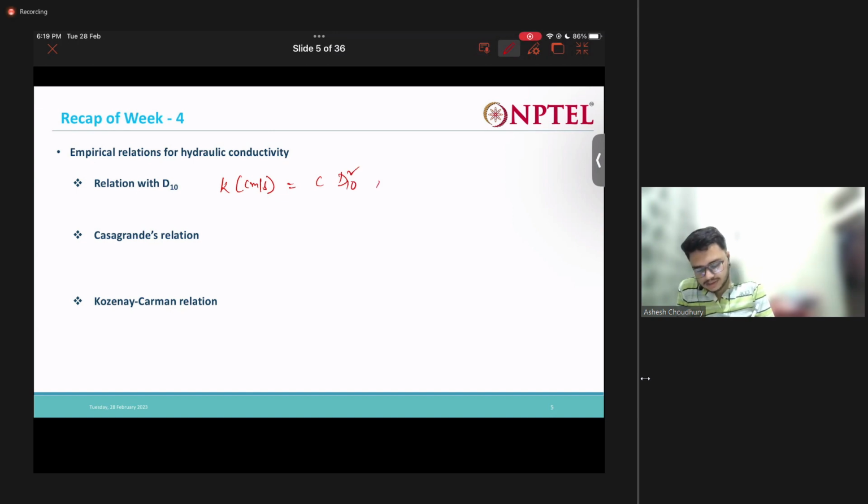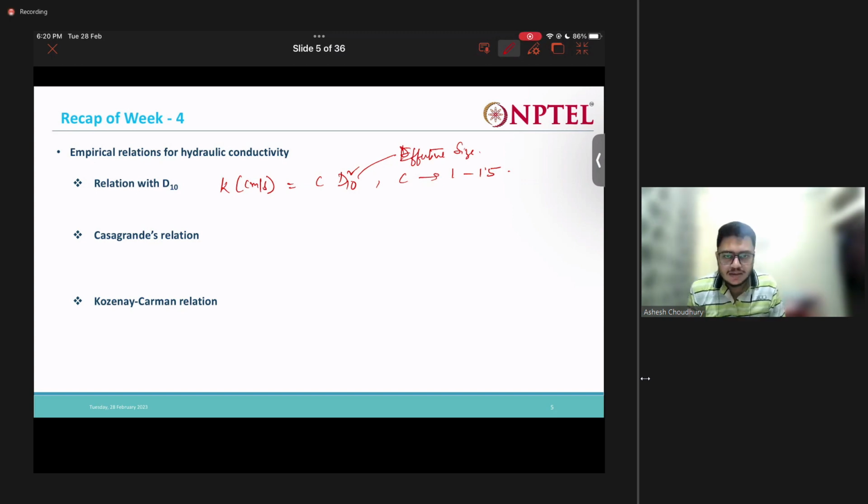C is a constant, and its value is between 1 to 1.5. And what is d10? D10 is my effective size, in millimeters. So if you know the effective size, you can determine the K value.